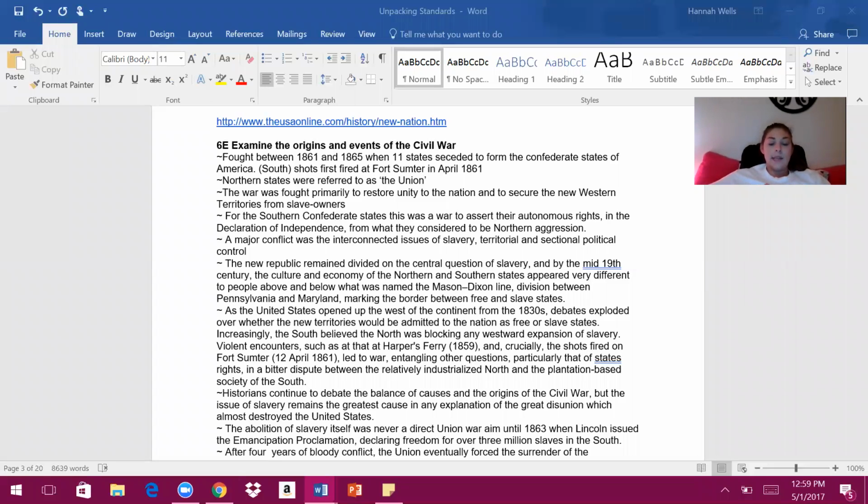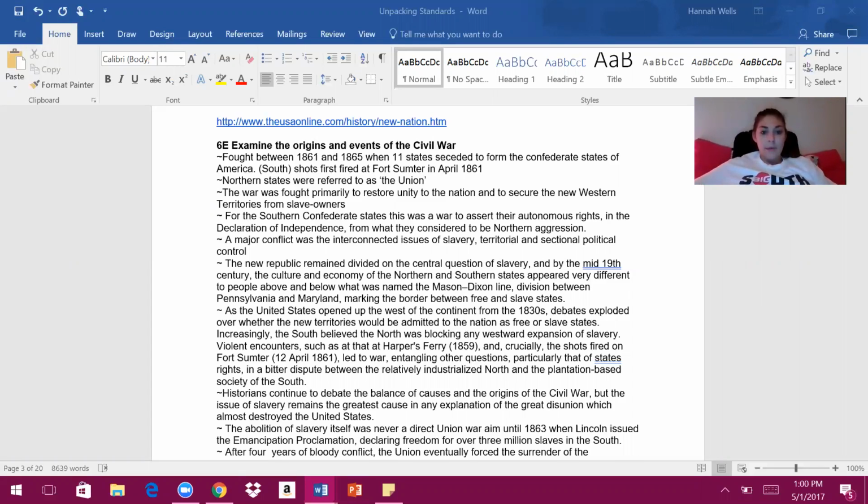Standard 6E says examine the origins and events of the Civil War, fought between 1861 and 1865 when 11 states seceded to form the Confederate States of America. South, shots fired first at Fort Sumter in April 1861. Northern states were referred to as the Union.